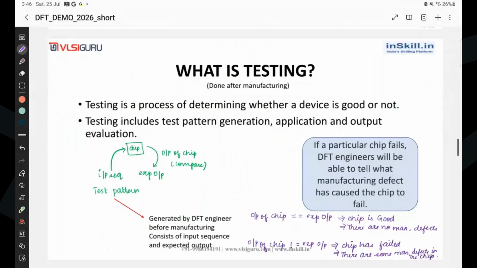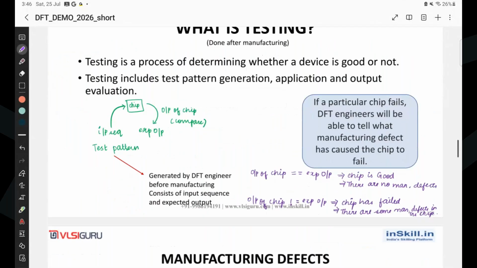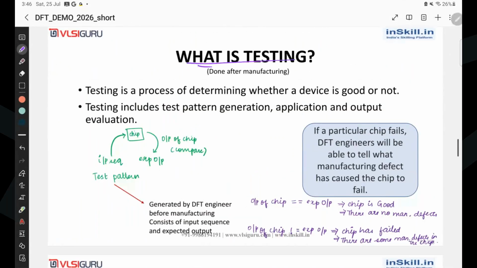Now let's try to understand what will happen during this testing. Testing is done after manufacturing. As you know, in the ASIC flow slide, we had the packaging and testing slide, right? So testing is actually done after manufacturing. Testing is a process of determining whether a device is good or not. In our case, whether a chip is good or not, whether there are any manufacturing defects or not.